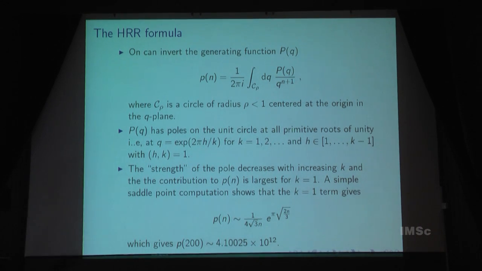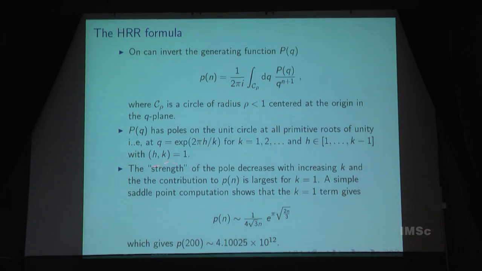But let's look at this function P of q. It's the inverse of the product of 1 minus q to the power m. So when does it blow up? It has poles on the unit circle. So q is nice inside the disk, but if you try to enlarge the contour, every time you pick a rational point, q equal to e to the power 2 pi i h upon k, it blows up. k can take any value, but h should lie between 1 and k minus 1, with h and k coprime, so that you get a primitive root of unity.